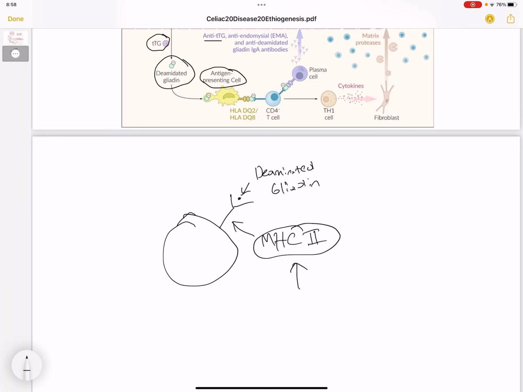These are encoded by genes called HLA genes, alright? And these HLA genes are for people with celiac disease. The HLA genes that code this receptor are going to be HLA-DQ2 and HLA-DQ8, as we see over here.